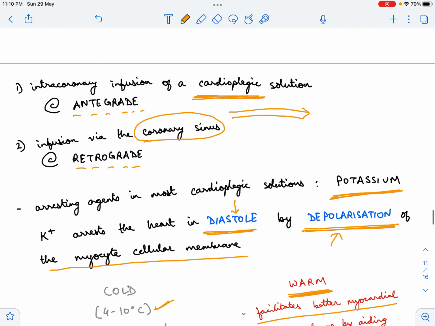So the first method of arresting the heart was via cardioplegic solution. There are two methods in that. One is antegrade, second is retrograde.